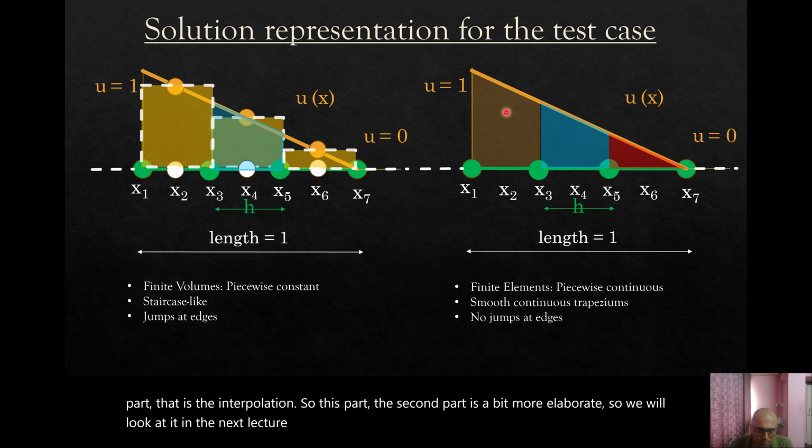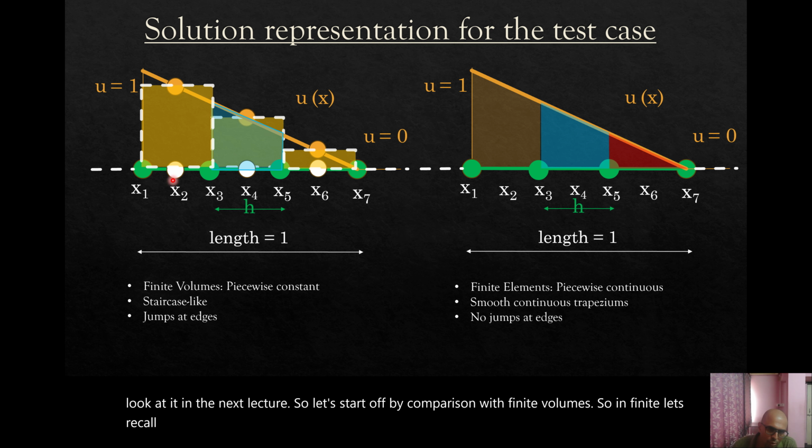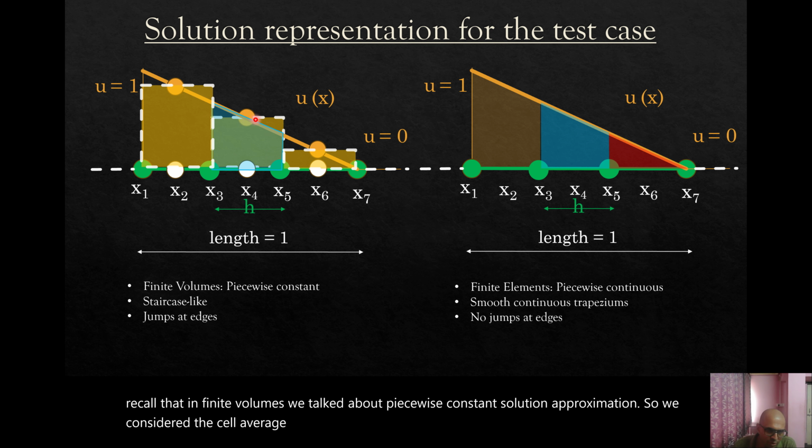So let's start off with a comparison with finite volumes. So let's recall that in finite volumes we talked about piecewise constant solution approximation. So we considered the cell average value, we placed it at the cell center, and then we just said that the same average value just holds over the entire cell.